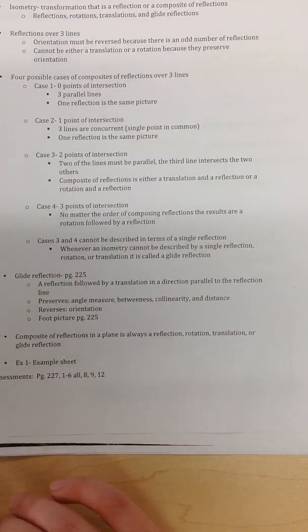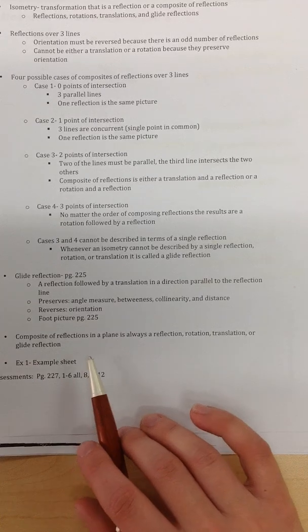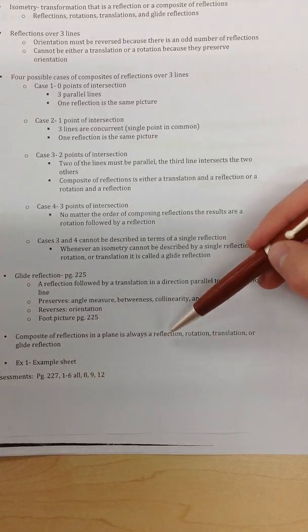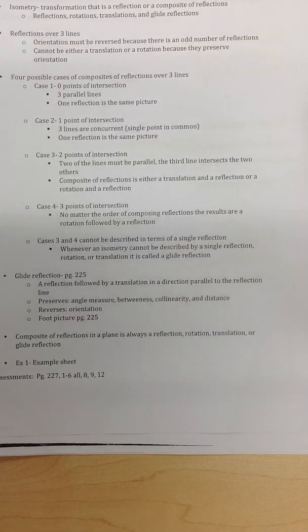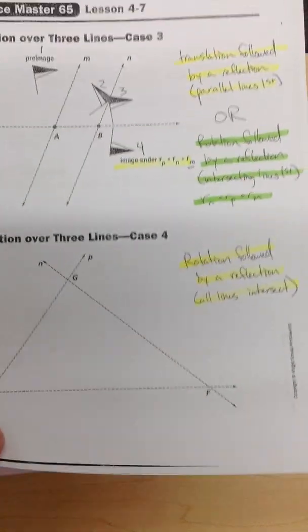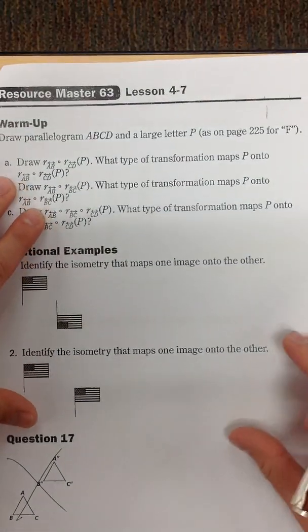Okay, and then the next thing here, a composite of reflections in a plane is always either a reflection, rotation, translation, or glide reflection. So those are the only 4 isometries that it could possibly be. It can't be anything else besides those 4 different terms. Okay, so we got some pictures then on your example sheet here. So it should look something like this.